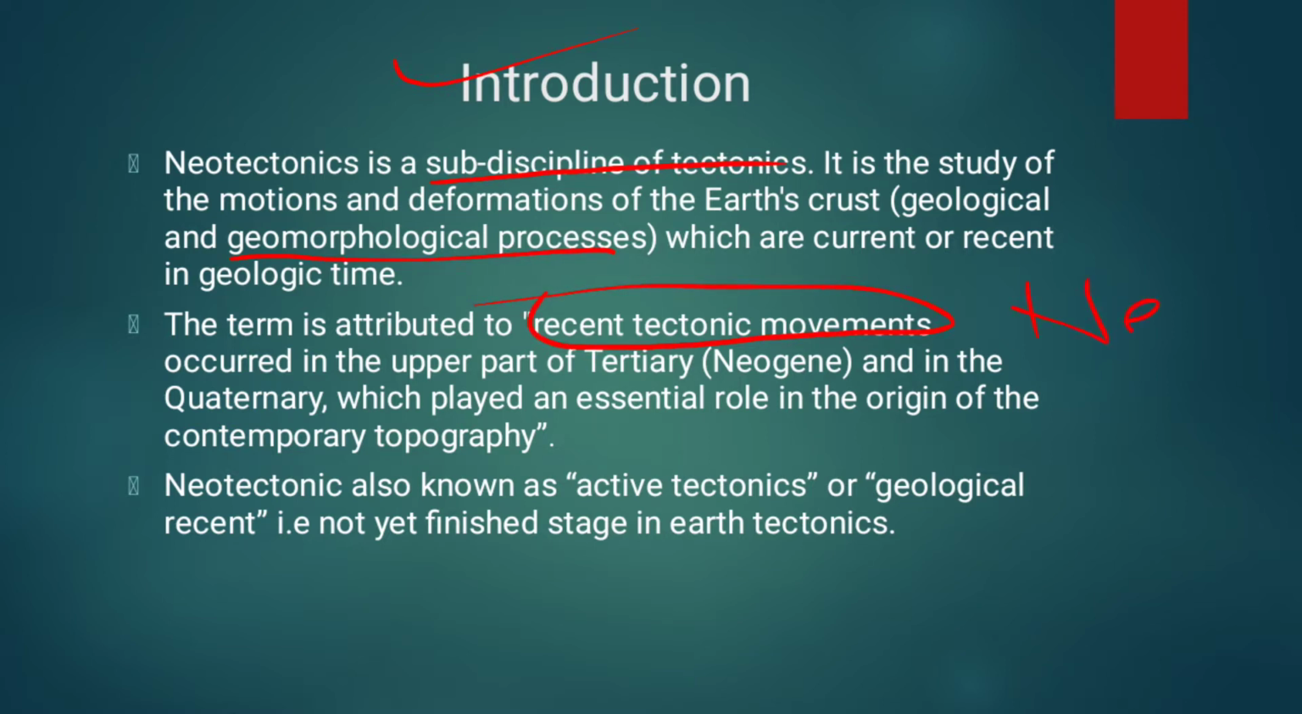Neo means new, so the term comes from that. It is a recent tectonic movement. The recent tectonic movement occurred in the upper part of the Tertiary, the Neogene, and in the Quaternary. The Quaternary is basically very recent. So all the tectonic activity, all the deformation and changes in the earth's surface from the Neogene, that is the Quaternary and Holocene time, is taken as the origin.